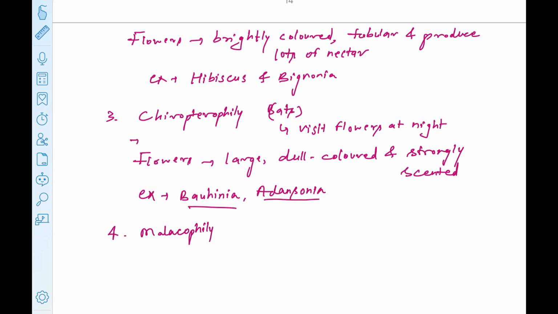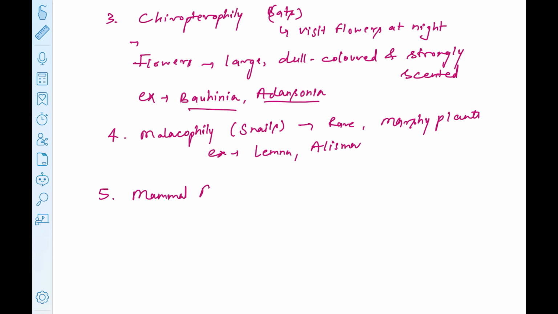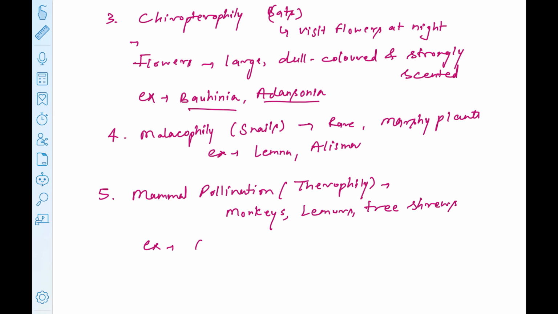Fourth type is Malacophily, means pollination by snails. It is very rare. It is found in some marshy plants. Examples are Lemna and Alisma. Okay. Fifth one is mammal pollination, that is known as Therophily. Some mammals like monkeys, lemurs, tree shrews help in pollination by feeding on nectar. Examples are certain tropical flowers.